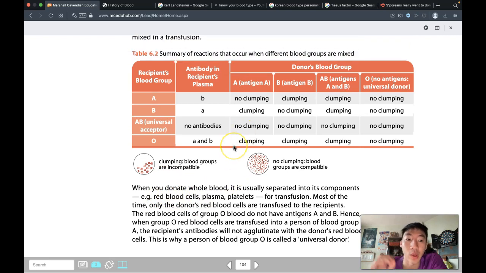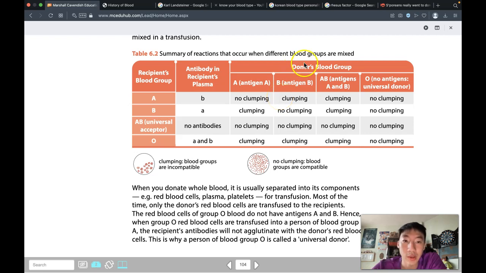And so what happens is that when you put another person's red blood cells into you, that's where problems can occur, right? This agglutination can occur. Let's see how this happens. For example, the recipient is blood group A, so there is antibody B in his plasma. If a donor has blood group A and donates to him, then nothing happens, because they have the same blood type, so obviously no clumping. The problem is that if a person from blood group B donates to a recipient of blood group A, there will be clumping. Why does this happen?